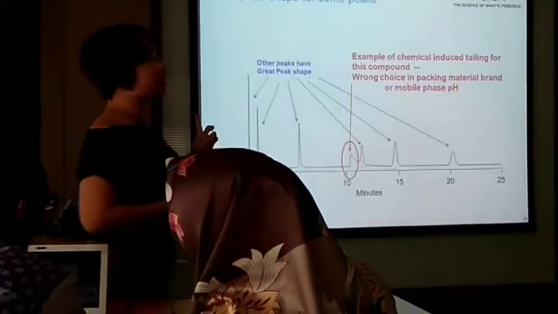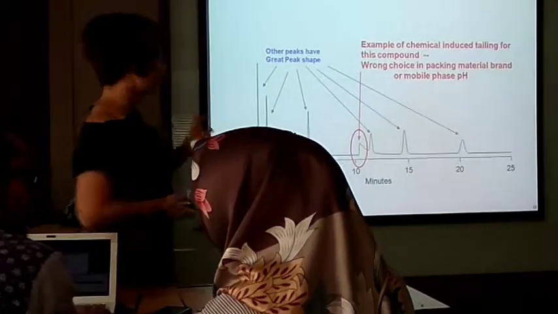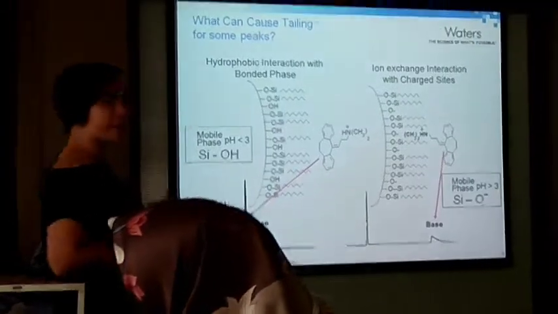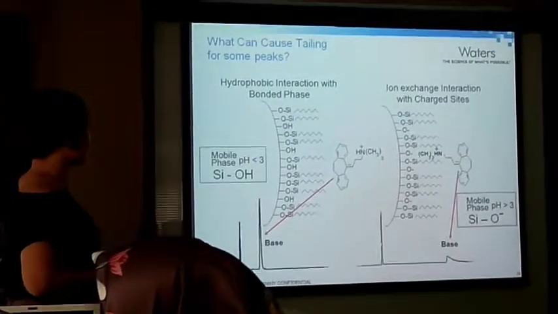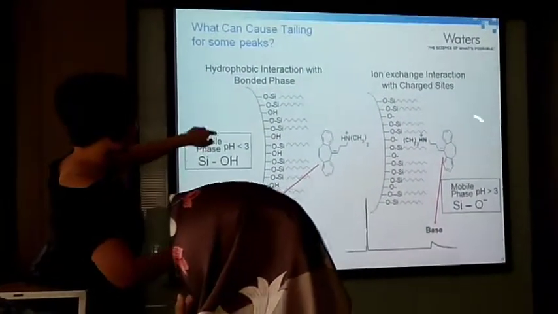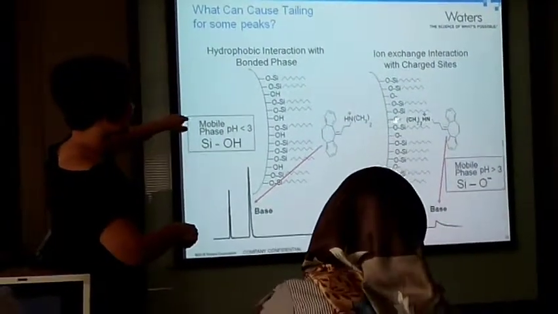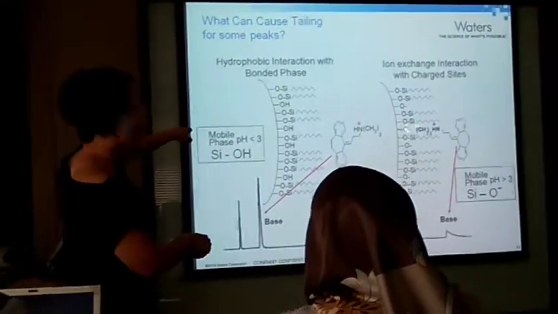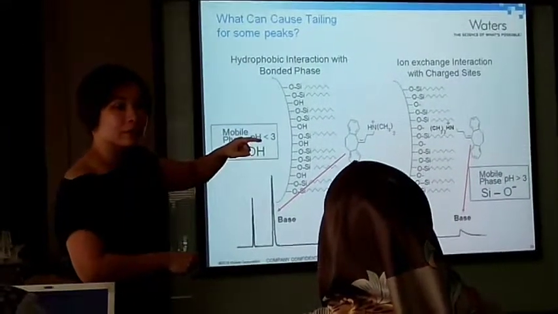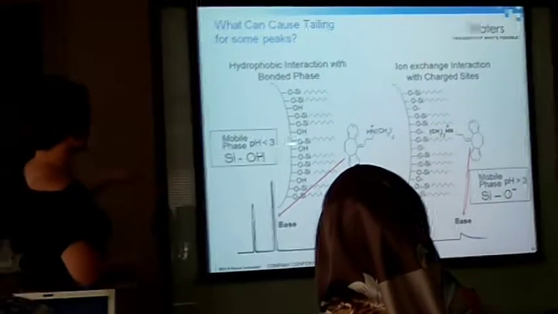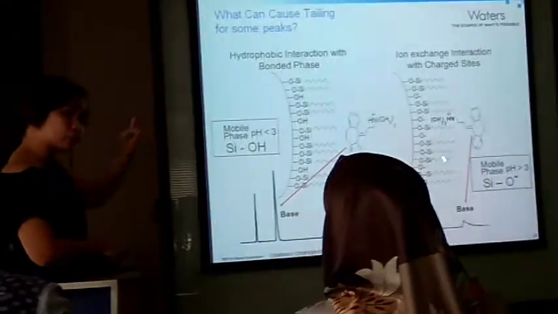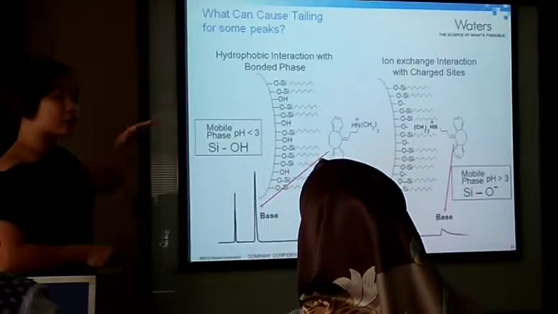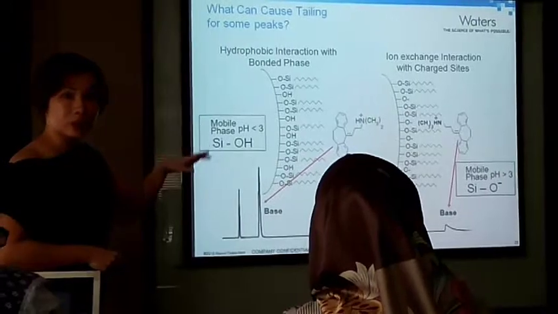A very important term when we talk about chemistry problems is silanol activity. So what is silanol activity? Silanol activity is the interaction between your analyte and the stationary phase anionic group. The anionic group here is the O minus, the negative charge. Okay, oxygen. When it's in a mobile phase pH lower than 3, all these silanol groups, OH, are actually protonated without a charge.